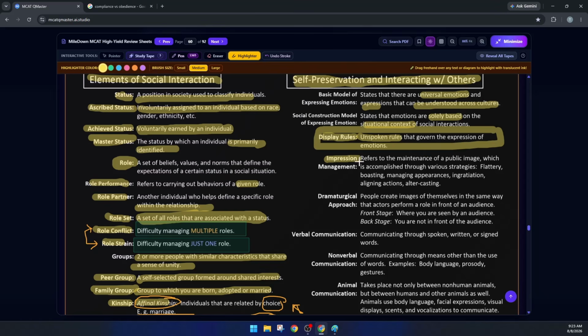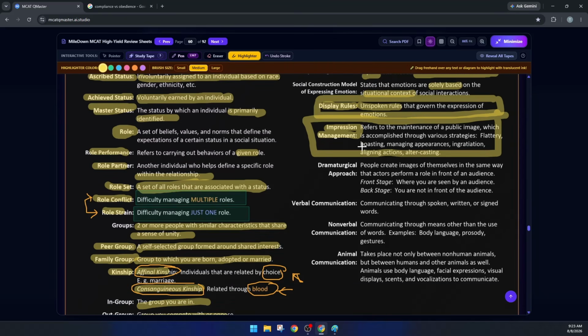Do practice questions. Impression management refers to the maintenance of public image, which is accomplished through various strategies like flattery and boasting. Basically, everyone tries to manage their public image. It's the theory of impression management.